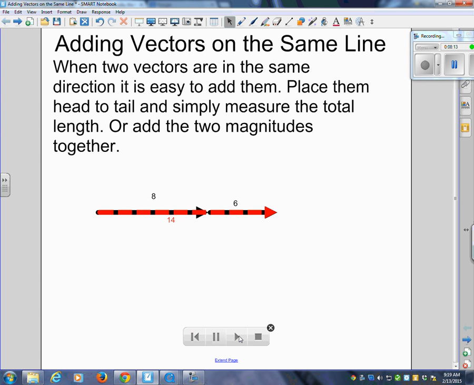Pretty straightforward, right? Want to see that again? Yeah. It's pretty exciting, I know. There's the 8, there's the 6. Start from the start, end at the end. There's the 14. What's the 14 called? Resultant.